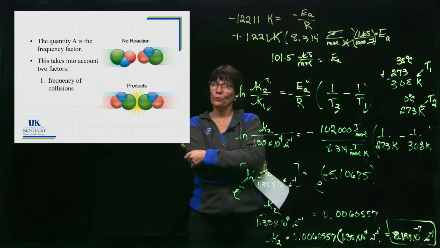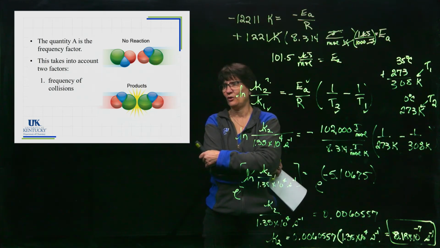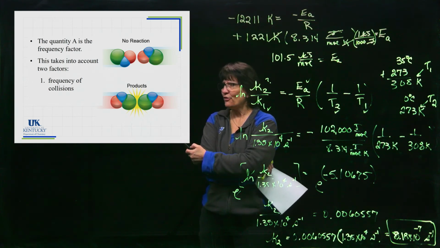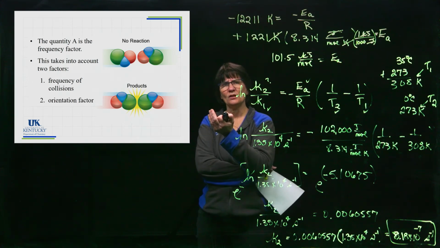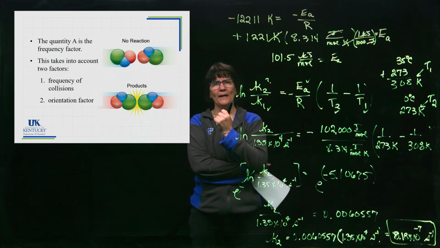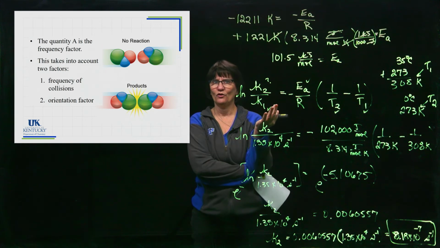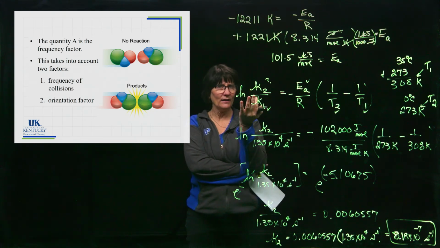In the solid state, the molecules are really, really close together, but they're not moving past each other. It's hard to make collisions in the solid state. So that is part of that. The other thing that it takes into account is the orientation of the molecules when they collide. If it doesn't matter, that's going to give you a certain value of this frequency factor A. If it does matter, that gives you a different value.